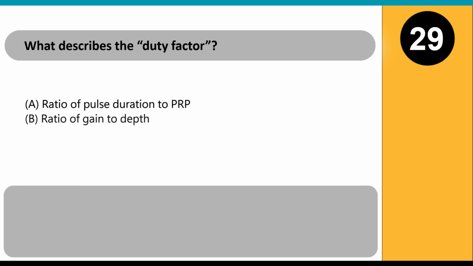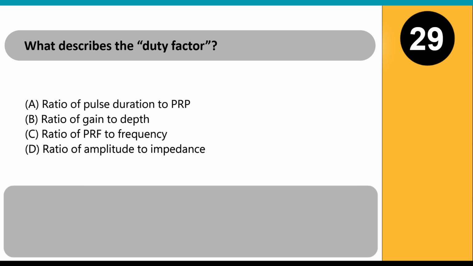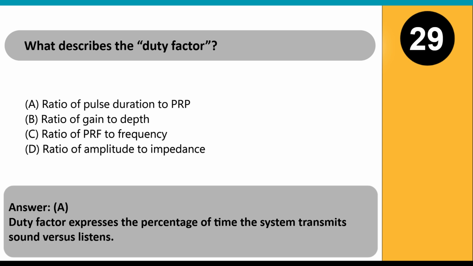What describes the duty factor? A. Ratio of pulse duration to PRP. B. Ratio of gain to depth. C. Ratio of PRF to frequency. D. Ratio of amplitude to impedance. Answer A. Duty factor expresses the percentage of time the system transmits sound versus listens.